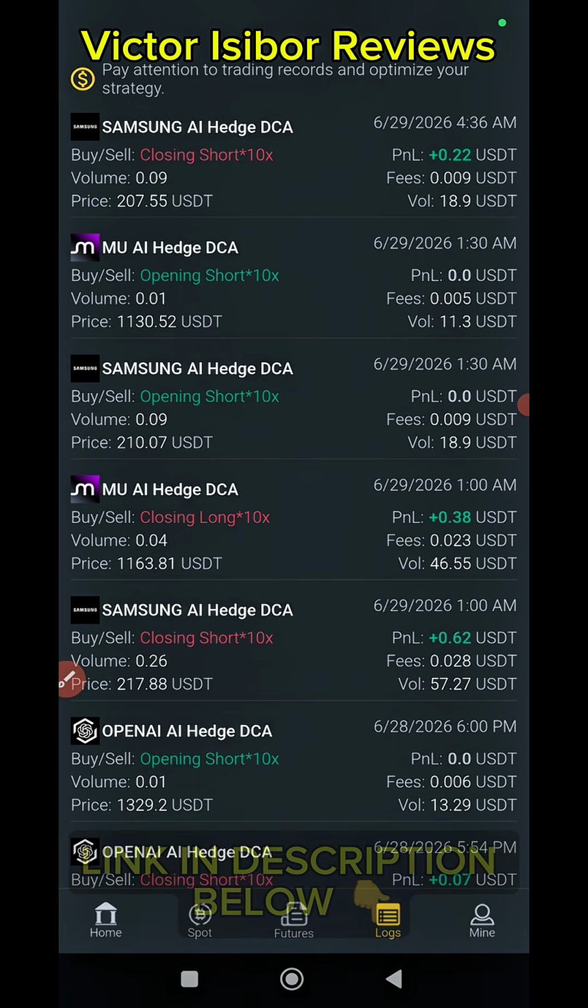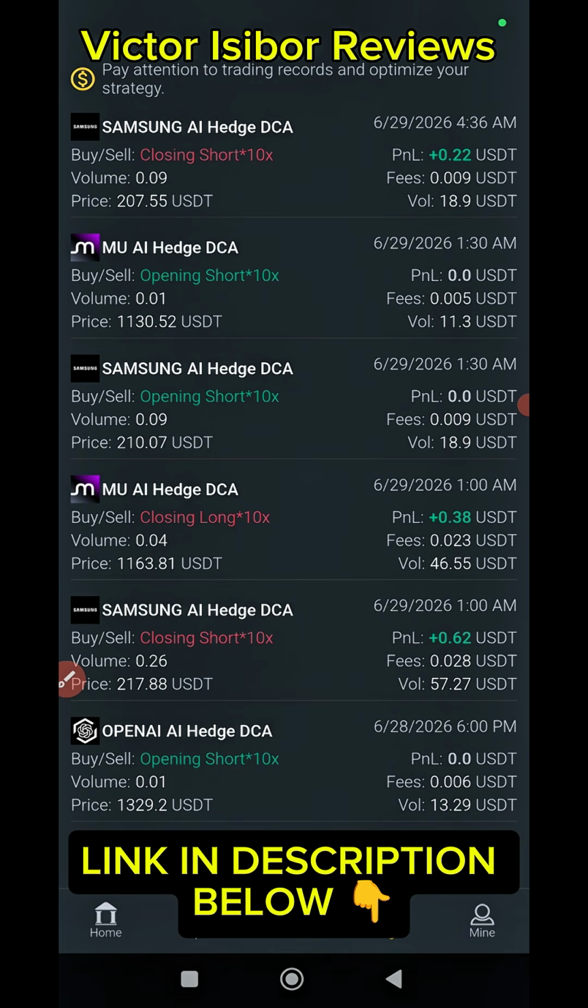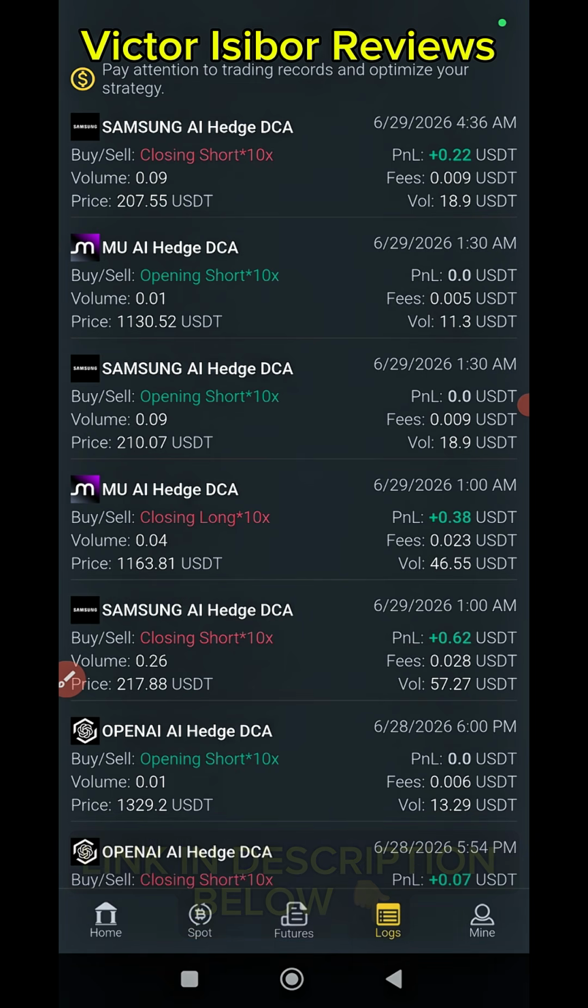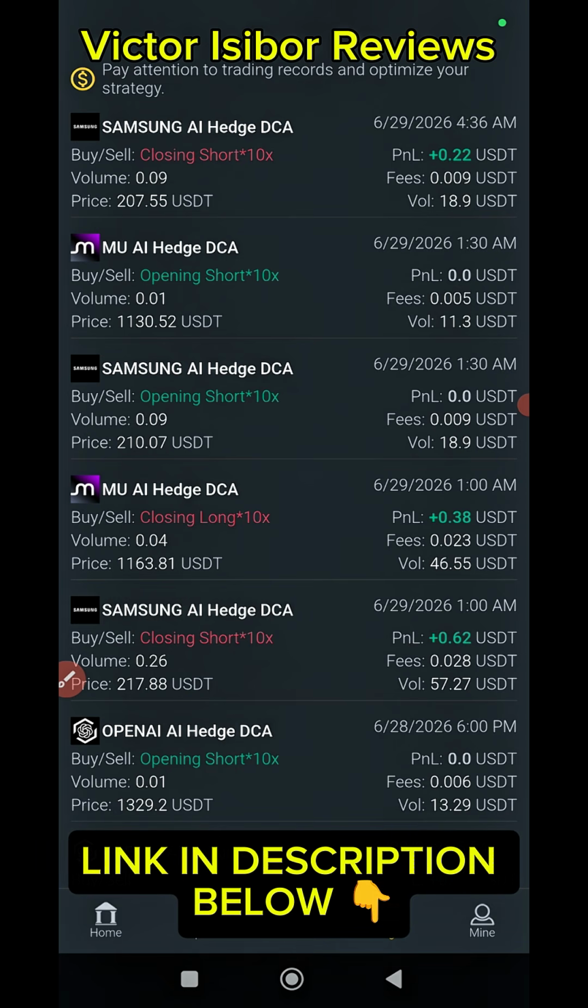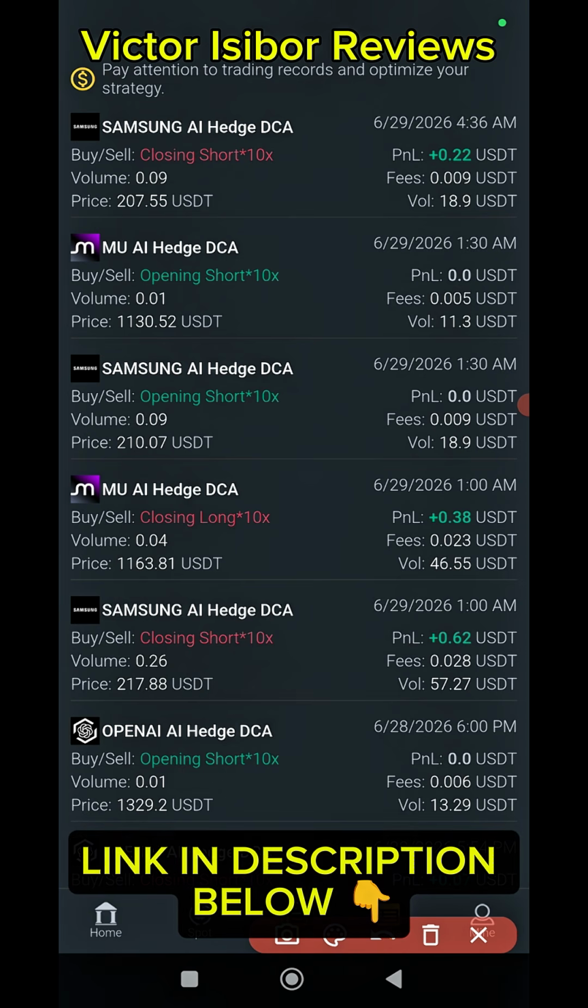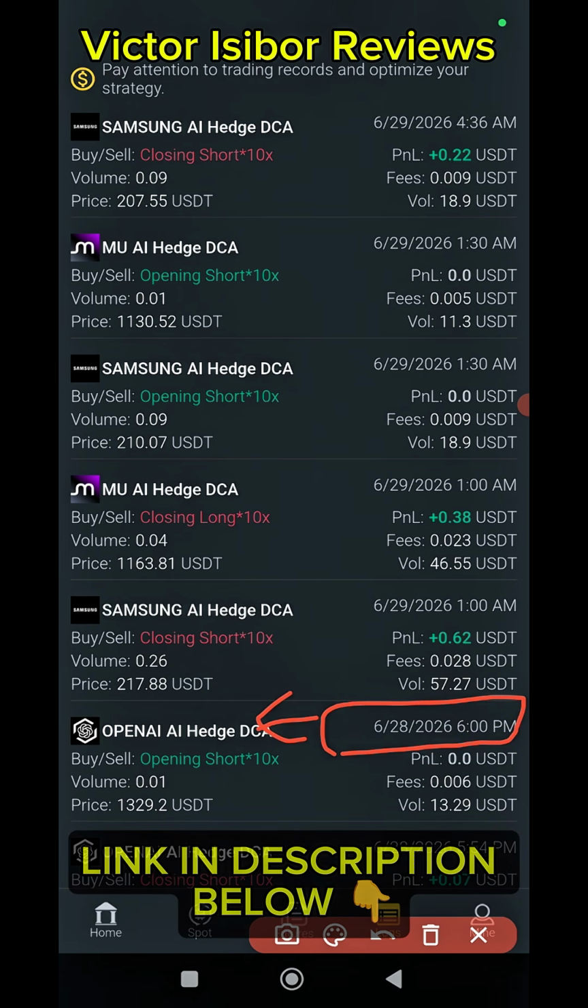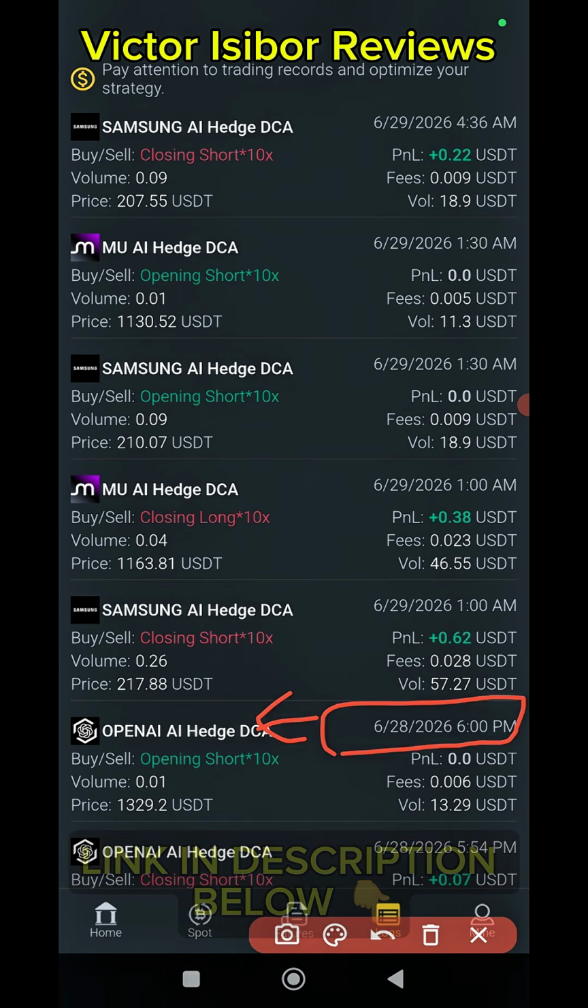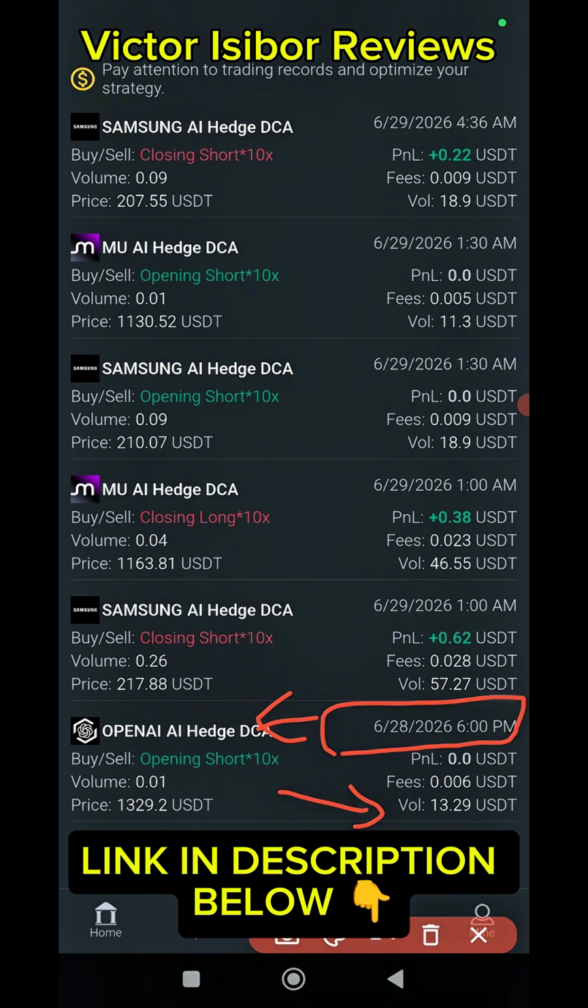So still on the AI stock trading bot update. I promise to always carry you along with happenings with my trades. Now, yesterday, being the 28th, at about 6 p.m., a trade was opened for OpenAI. If you don't know OpenAI, that is ChatGPT. All right, this is their stock. Trade was opened for it, and what is the volume of my money that went into this trade?